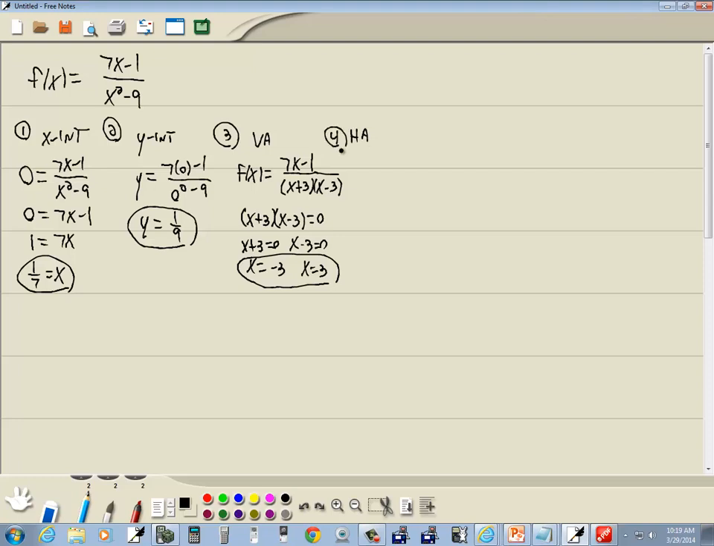Now our fourth item is the horizontal asymptote. Well, the degree is the largest power of x. The degree of the top is 1, the degree of the bottom is 2. When your degree of the bottom is larger, your horizontal asymptote is y is equal to 0.